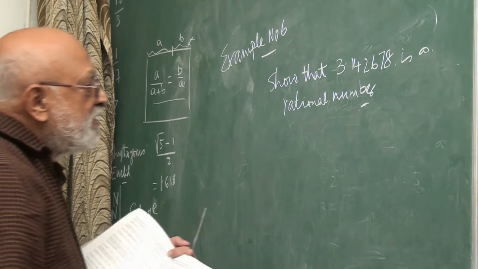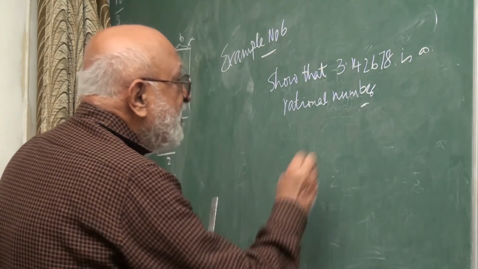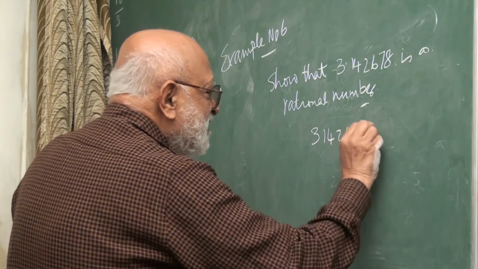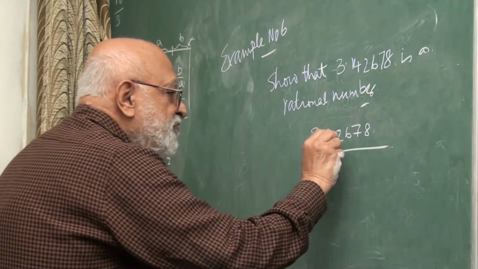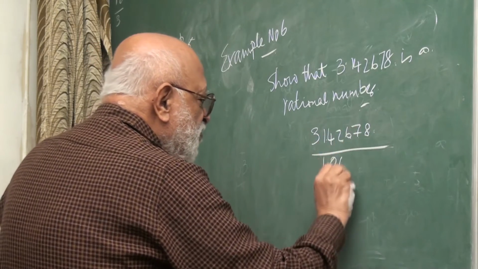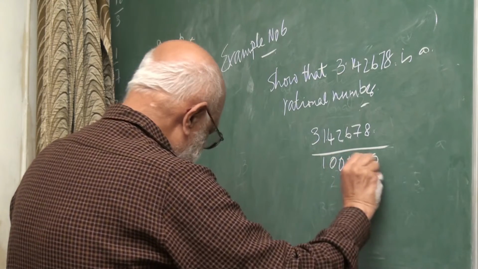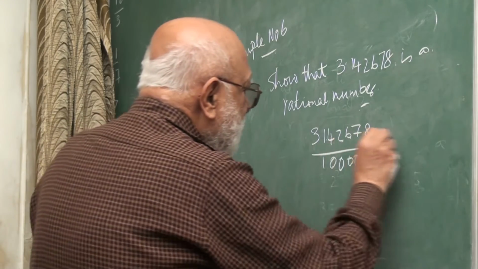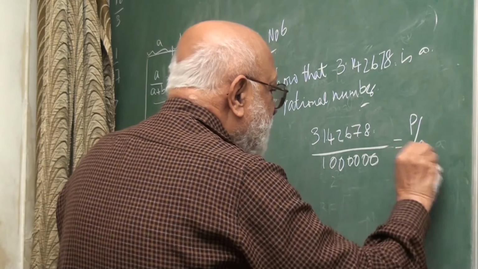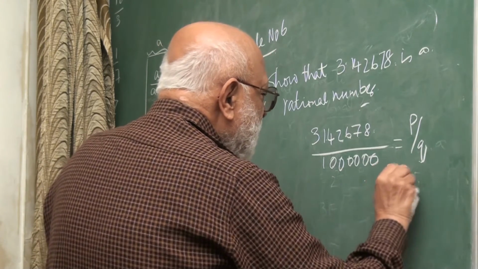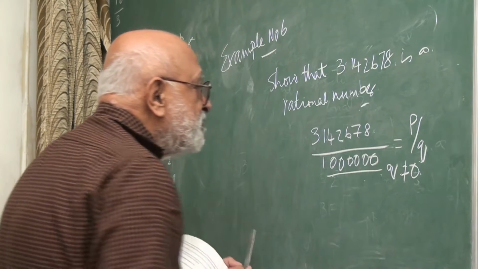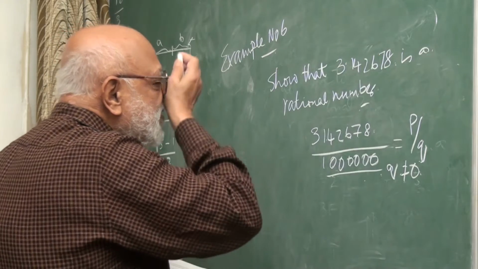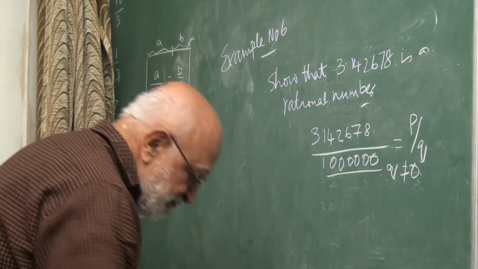Okay, how do I do it? It's very simple. We write 3142678 divided by 1000000, 1, 2, 3, 4, 5, 6 zeros. And so it is a rational number. Why? Because this has been shown in terms of p by q, where q is not equal to 0. This is not 0, so this is a rational number.